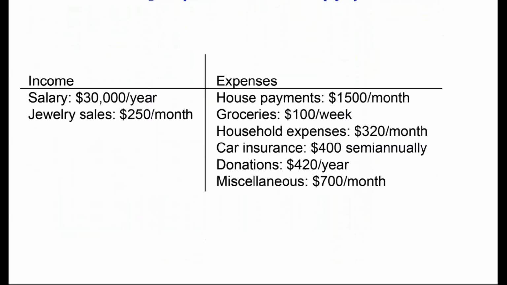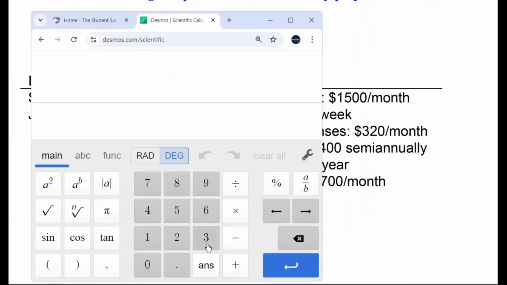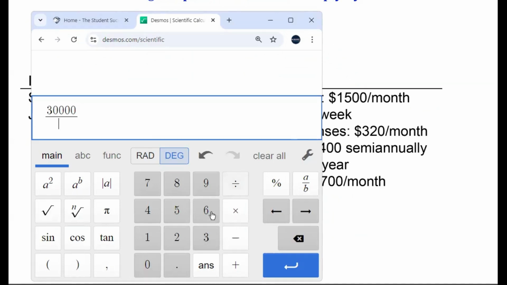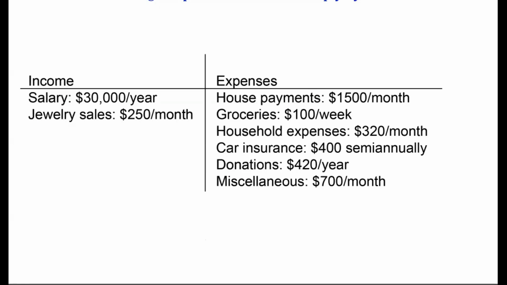So here they are. This is just a copy of what I just had above. I'm going to start with the very first income. This is $30,000 per year, but I need that in monthly terms. And according to my instructions, to go from year to month, I have to divide by 12. So I'm going to take 30,000 and divide that by 12, and I get 2,500. So $30,000 a year is the same as 2,500 per month. And it looks like the income is all set now. They're both per month, so that's great.